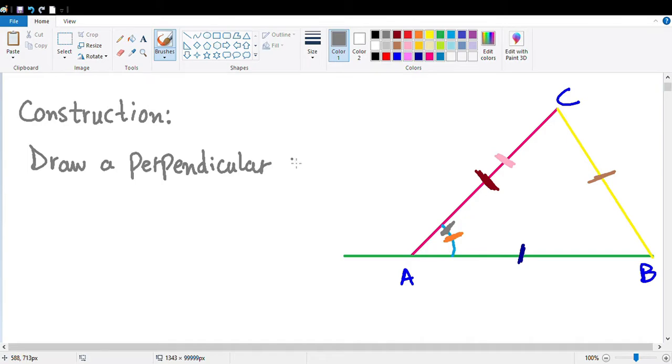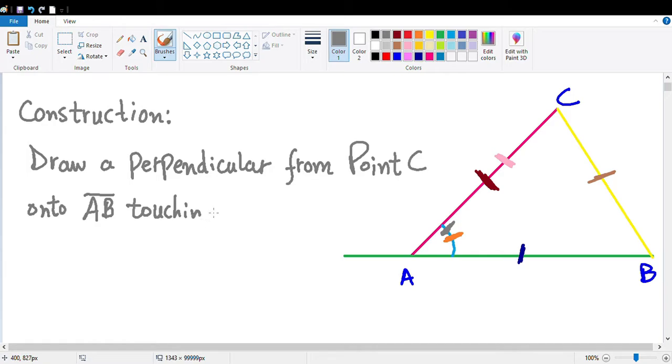Anyway, draw a perpendicular from point C onto line segment AB, touching a point that we will call D. So this is the construction, that's all it is, and I will do it right in front of you guys right here. Let's choose a line, and this is point C. First let's just identify. This is point C right here, and I'm about to draw a perpendicular from this point C onto line AB.